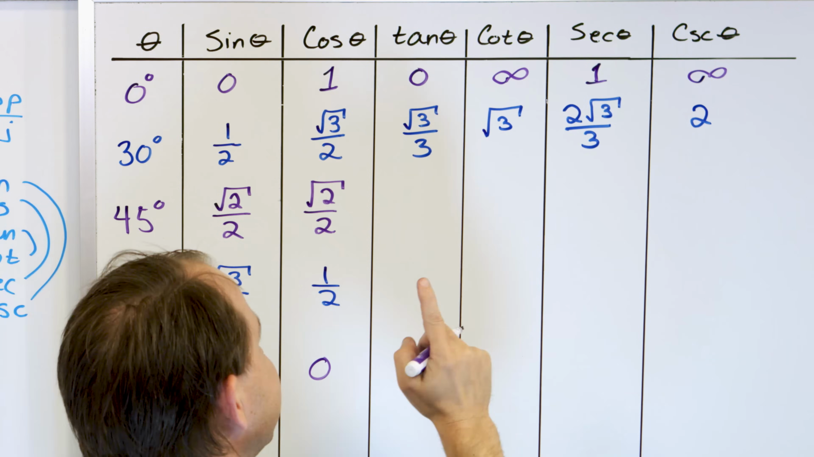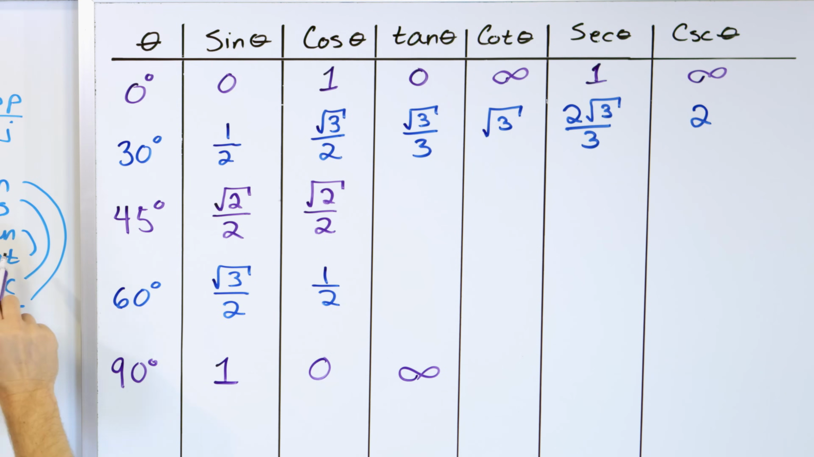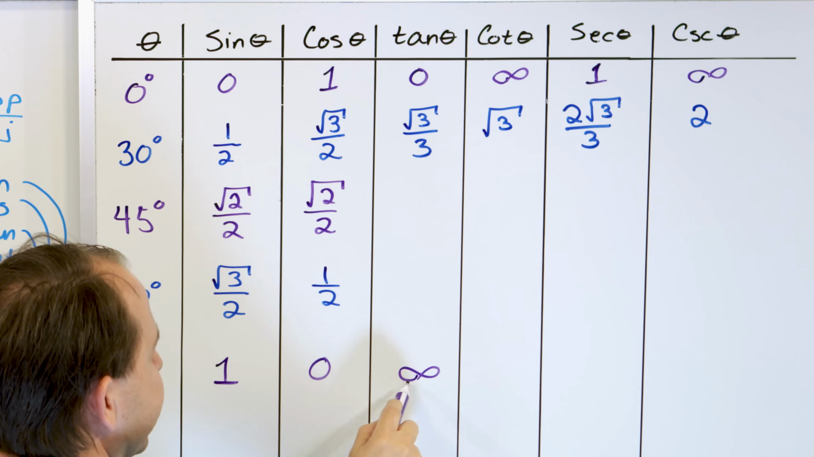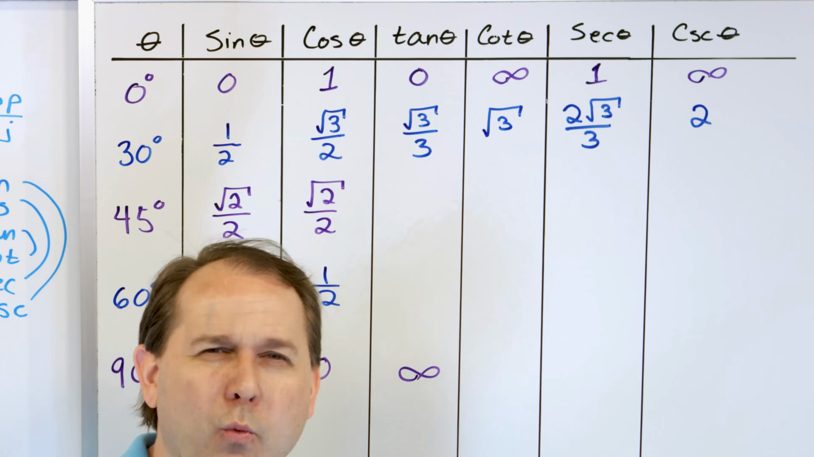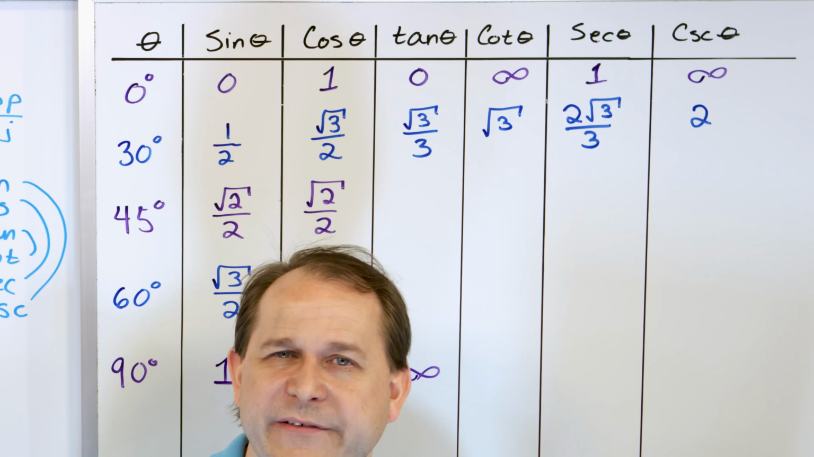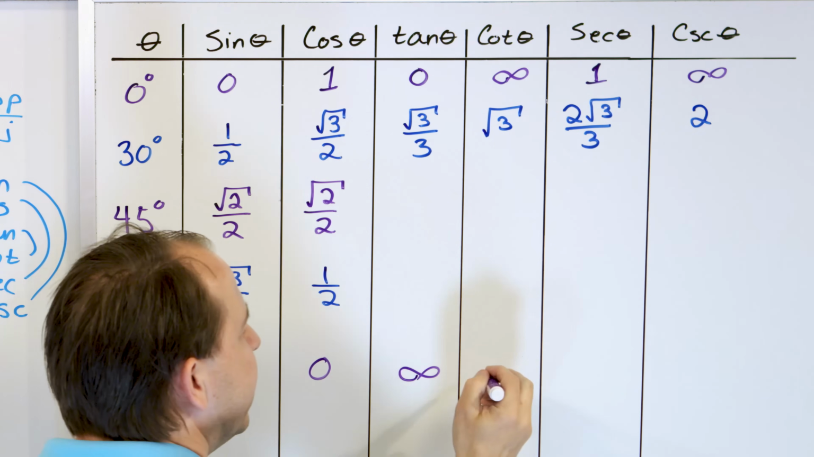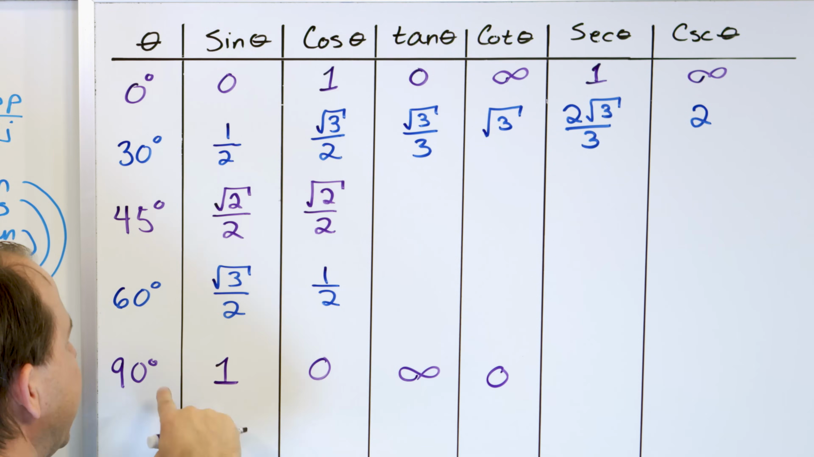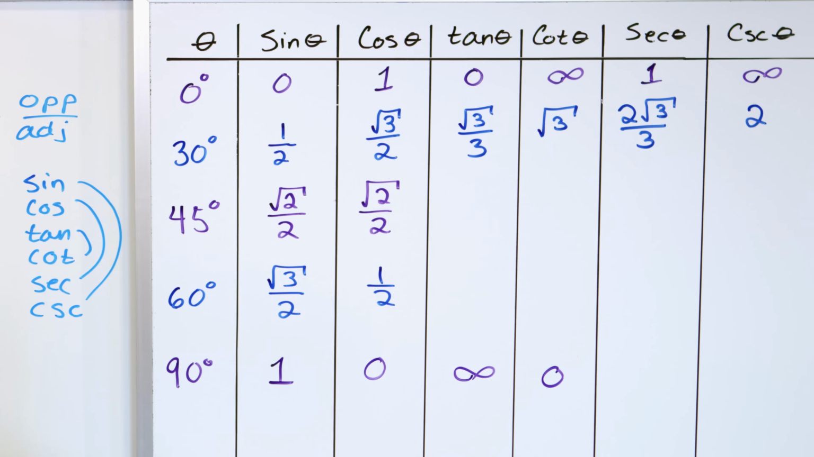All right? The cotangent, remember, is 1 over the tangent. So it's 1 over this. What is 1 over infinity? 1 over infinity is like 1 over an enormous number, so it's basically equal to 0. So the cotangent of 90 degrees is equal to 0.